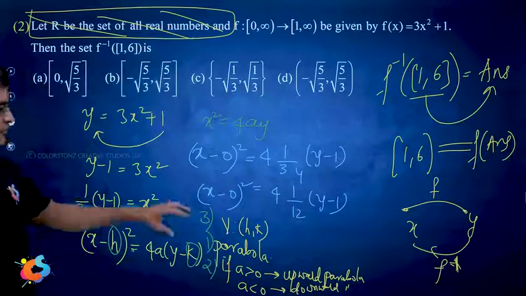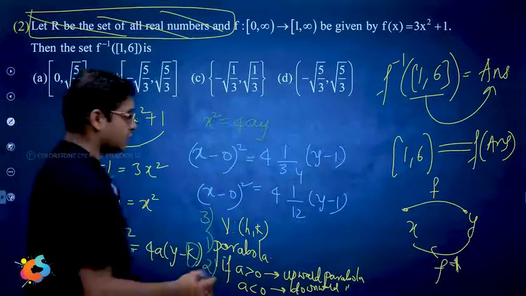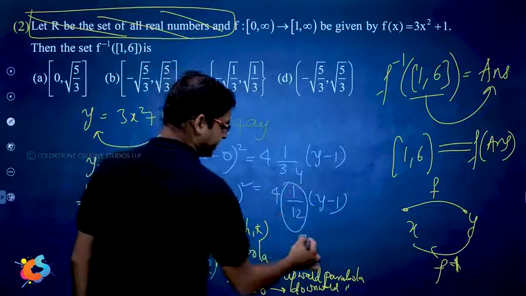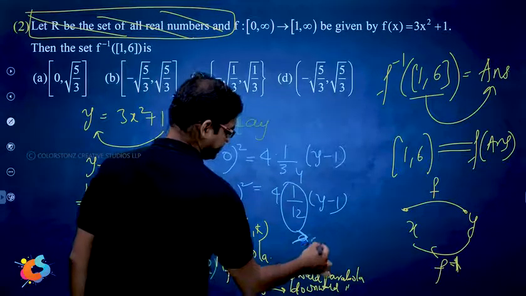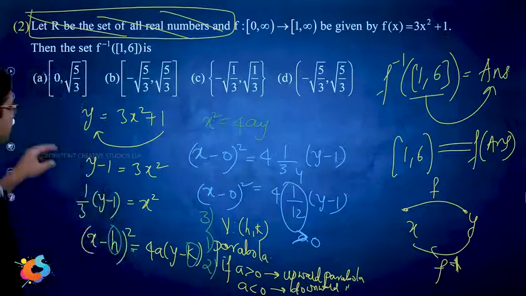Now you tell me, first of all, this is a parabola. Next, is this an upward parabola or a downward parabola? It depends on this one. This is greater than 0. So let us write greater than 0. So this is an upward parabola. What is the vertex? 0, 1. So that's all. We have the graph.